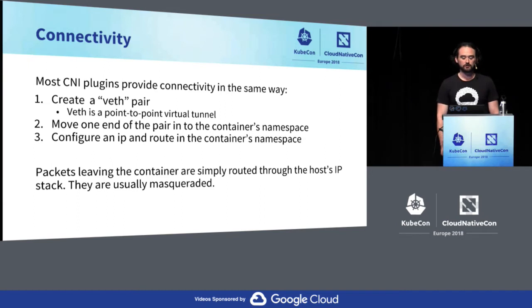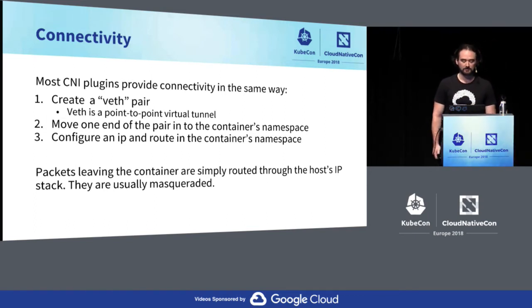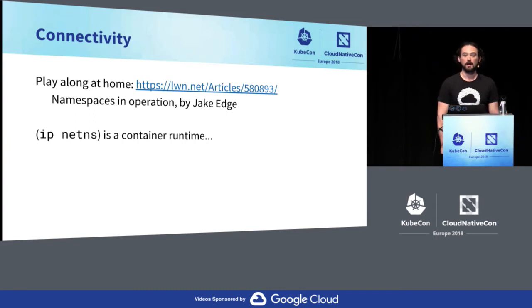Connectivity is almost exclusively done the same way. If you're using network namespaces, you're going to create a VETH pair, which is a point-to-point virtual tunnel. Most of you have probably seen this. If not, there is an excellent tutorial by LWN where you can do this in a couple of command lines.